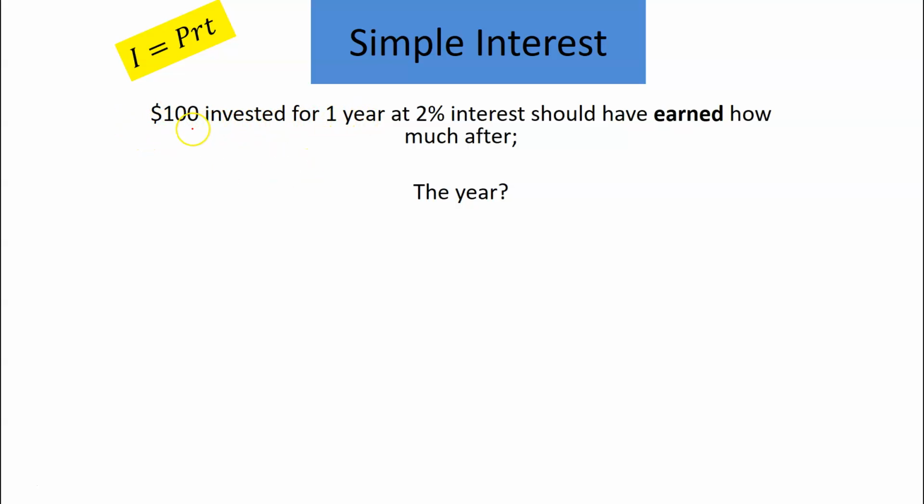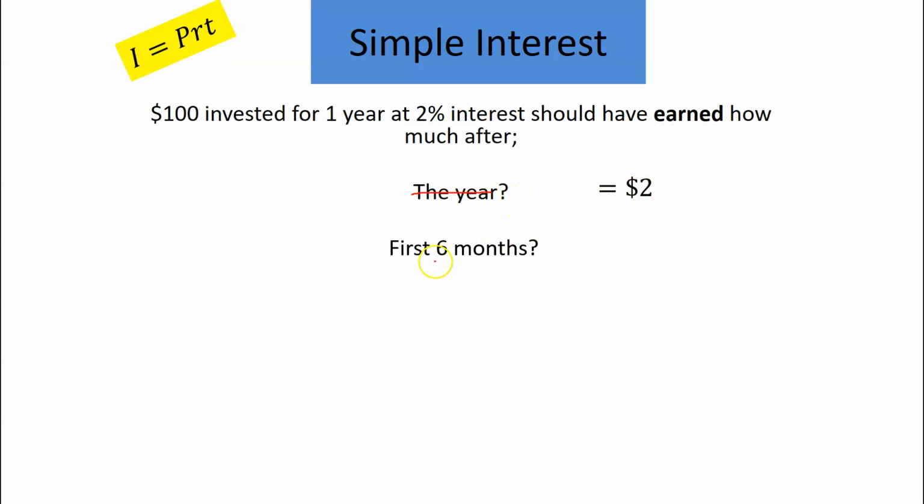$100 invested for 1 year at 2% interest. How much would have earned after a year? Again, welcome to the 6th grade. This is pretty easy right here. $100 times 1 year for our time times 0.02. And we're going to end up with, of course, $2. You should have been able to do that in your head. Okay. What if I changed the question, though? Instead of 1 year, what if I had said the first 6 months?